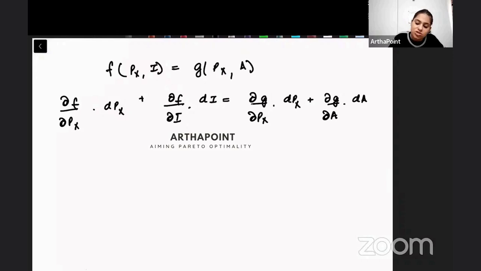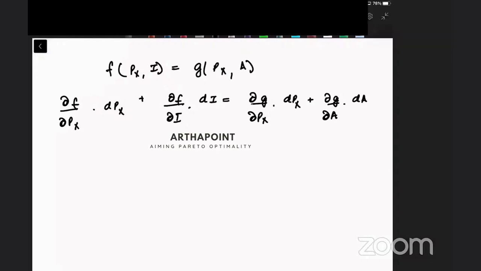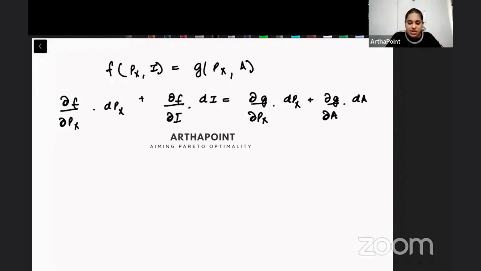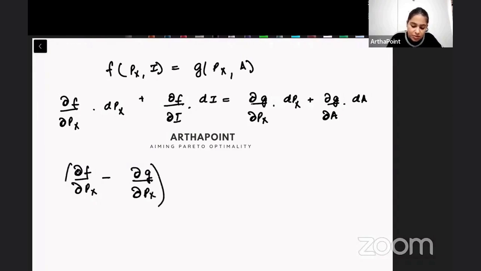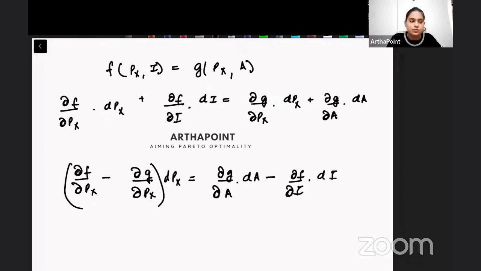Okay. Now just go ahead and do one thing. Just bring Px on the same side. So I will get del F by del Px minus del G by del Px, dPx equal to del G by del A, dA minus del F by del I, dI. This is what I have been able to get.